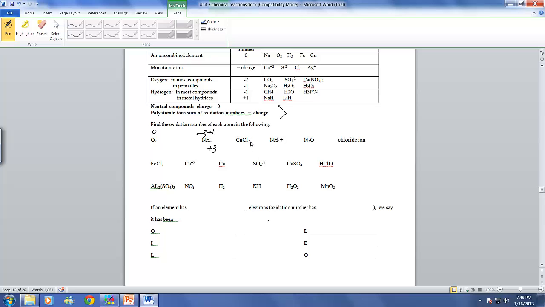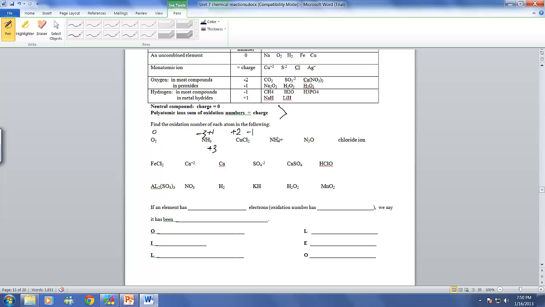Okay, let's look at the chloride. Again, the metals really aren't going to change, and the most electronegative is going to be its charge. That's a -1. That means copper's a +2. That's not different from its charge. That's not going to change. In ionic compounds, it's not going to change.